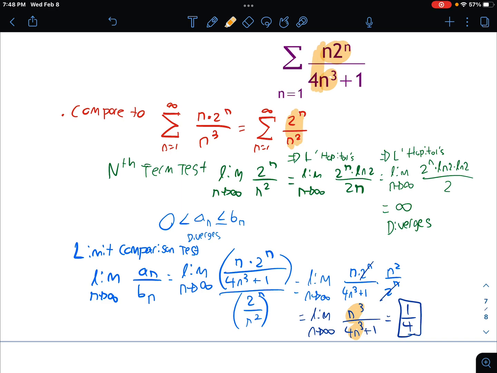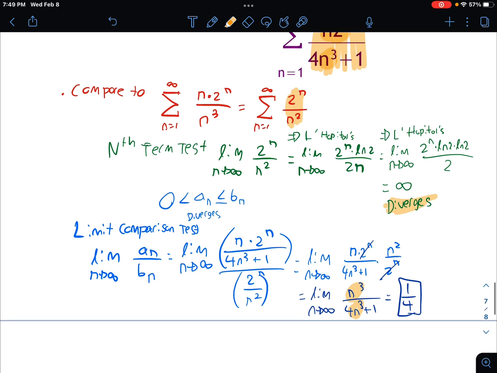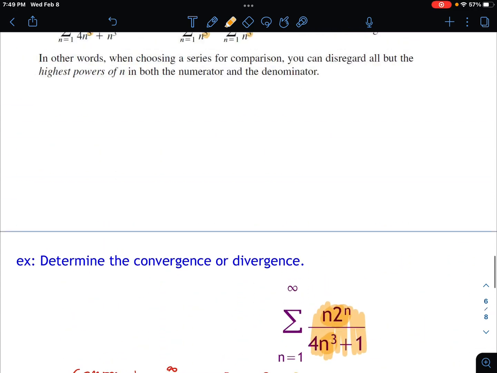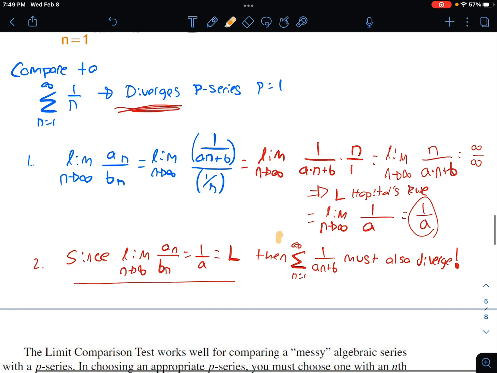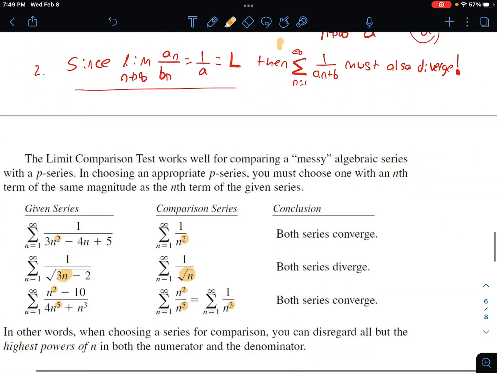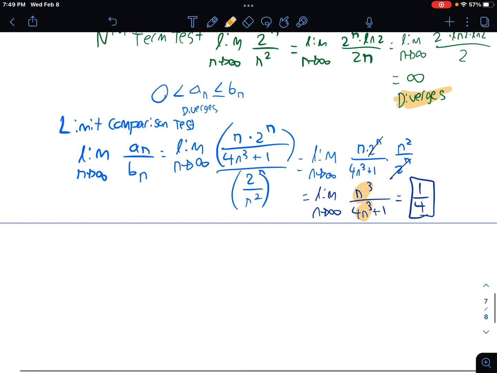and this series must both converge or both diverge. And we found that this one diverges, so it means that our original also diverges. And we wrote that out not too long ago right here, where we had to say, since the limit approaches a value, the series that we're comparing it to diverges, then the other one must also diverge. And that's kind of the basic idea for it.